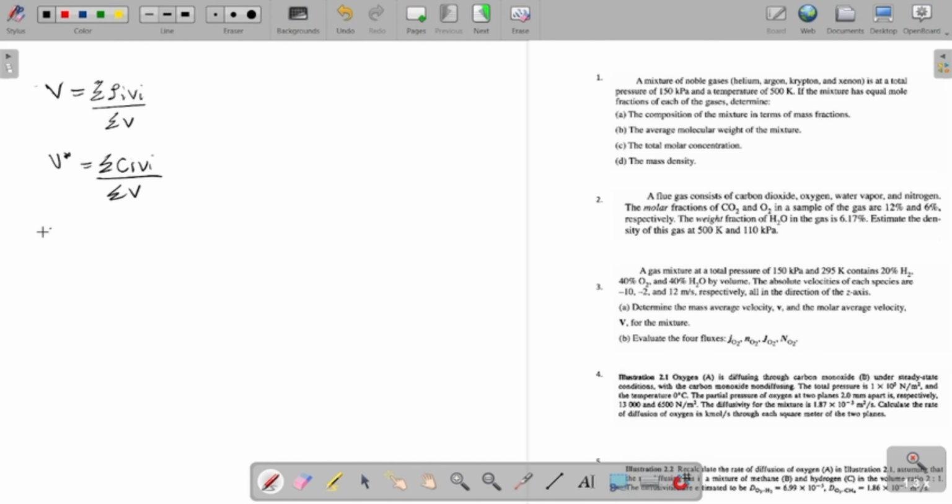So the J is the diffusive flux, and the N there is the flux. So you have the mass flux and you have to calculate it.